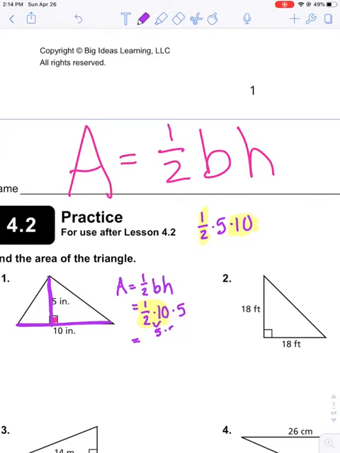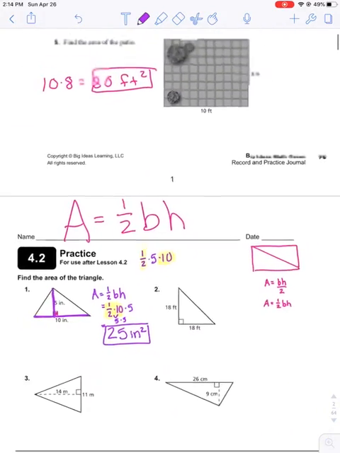Half of 10 is 5. And then I have to multiply it by the remaining 5. So in my head, I'm thinking, okay, this is 5 times another 5. I'm just thinking that in my head. And that equals 25 inches squared.